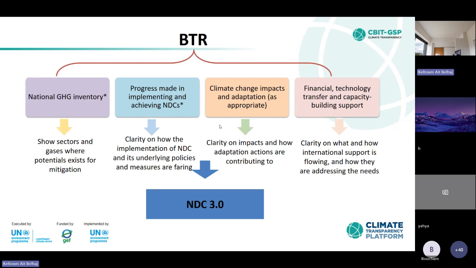For the progress toward the NDC implementation, it shows also how measures are performing in reality, on the ground. And for adaptation, it's highlighting climate impact and actions taken. And for the support, it's explaining what finance, technology, and capacity building have been received in your country and what about the needs.